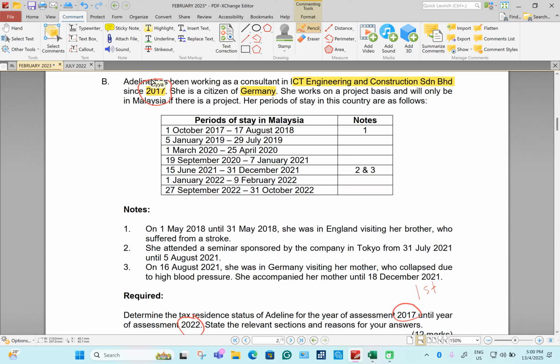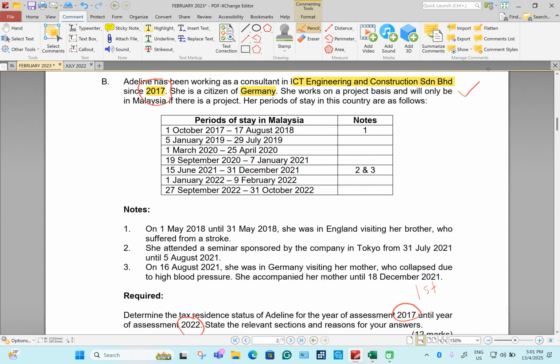Alright? Okay, next. She works on a project basis and will only be in Malaysia if there is a project. Guys, look at the sentence carefully and analyze it. Whenever we record period of stay, we only record period of stay if she stays in Malaysia. If she is absent from Malaysia due to temporary absence, TA, we also record the date in our answer. So very clear, guys. From this sentence, we know that she will not be in Malaysia for the whole year, because the question said that she is only in Malaysia if there is a project.